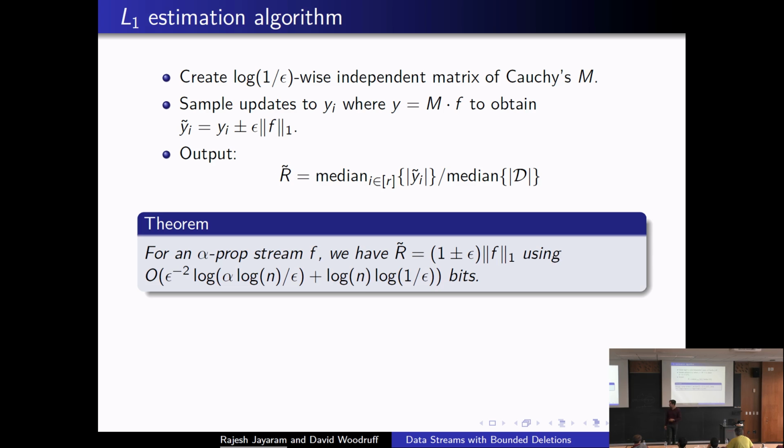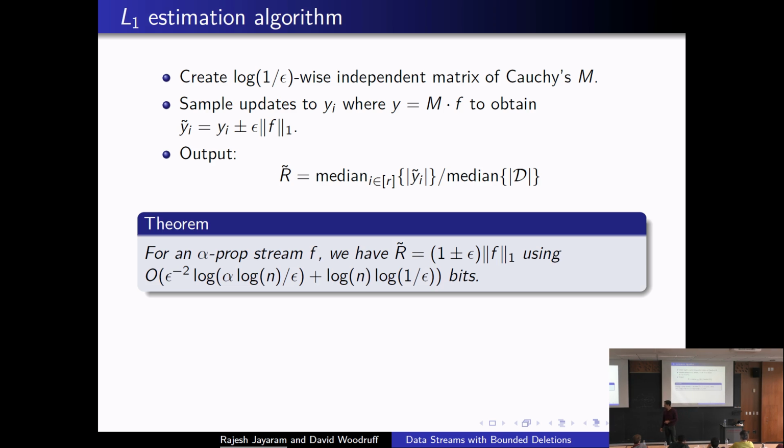So for an alpha property stream, this estimator is a 1 plus or minus epsilon estimator of the L1. And there's a slight difference here. We don't actually completely remove the log n factor. The cost of the buckets is 1 over epsilon squared times the bit size of the bucket. But we still have to store log 1 over epsilon independence. To do that, we have to use hash functions, and there are n variables, and we have log 1 over epsilon independence. So to create a hash function on a universe of size n that is log 1 over epsilon independent, you need log n times log 1 over epsilon bits.